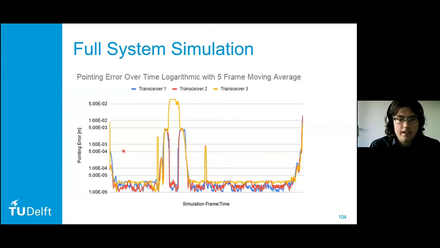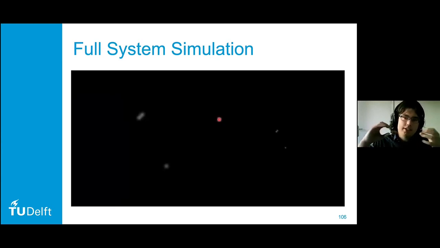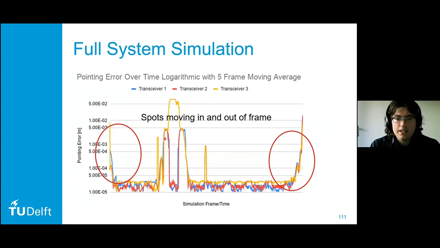This is the graph that shows the pointing error over time. There are two large error events. The first one is where the spots move over each other. As these spots start interfering, the algorithm and the system cannot tell them apart anymore, and it starts pointing them in wrong directions. However, when they are unresolvable, it treats them as one beam until they become resolvable again. That's why you see these two peaks. And then you also have the error peaks when the beams move in and out of frame.